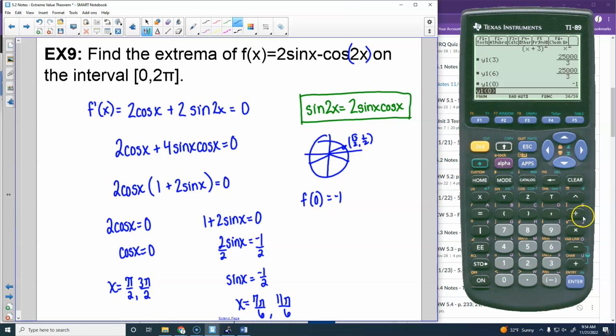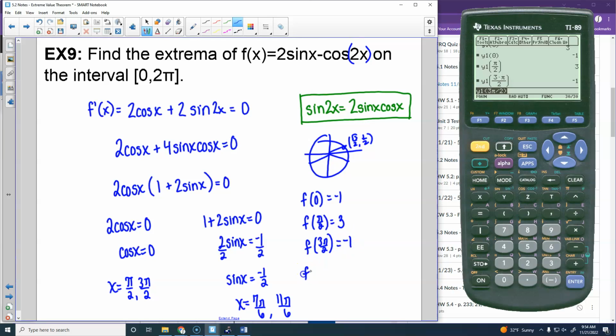And then the cool thing about having it in the calculator is my next critical point would be pi over 2. So I could just do y1 of pi over 2, and I'll get 3. So f of pi over 2 equals 3. And then you don't even have to do them in order. I could go ahead and do 3 pi over 2, even though 7 pi over 6 would come before that. It doesn't matter. So y1 of 3 pi over 2 is going to give us -1.